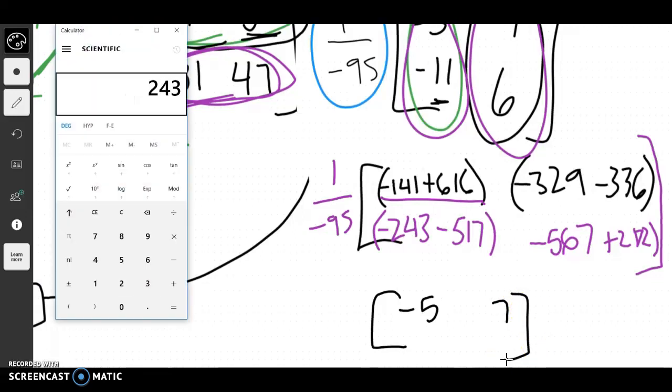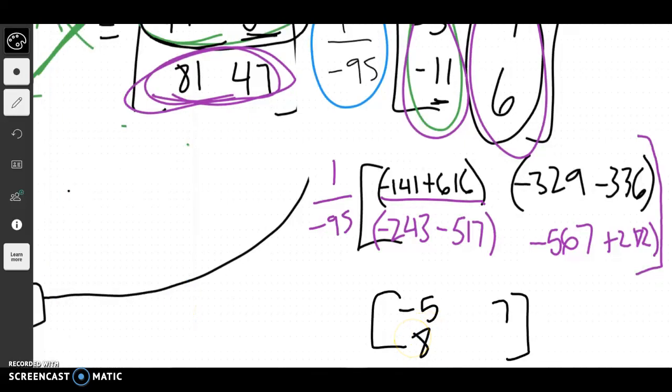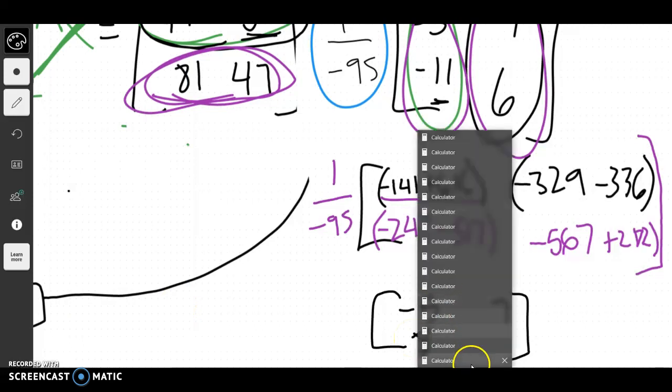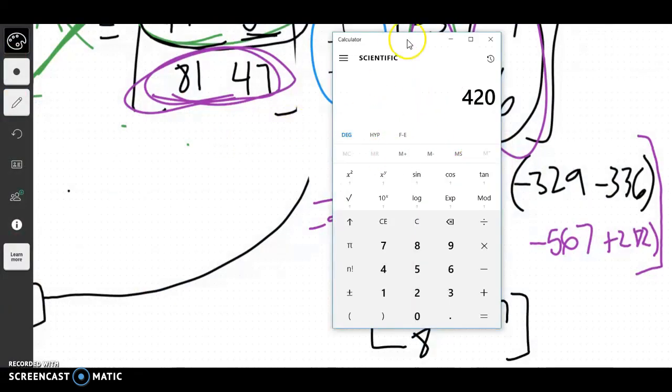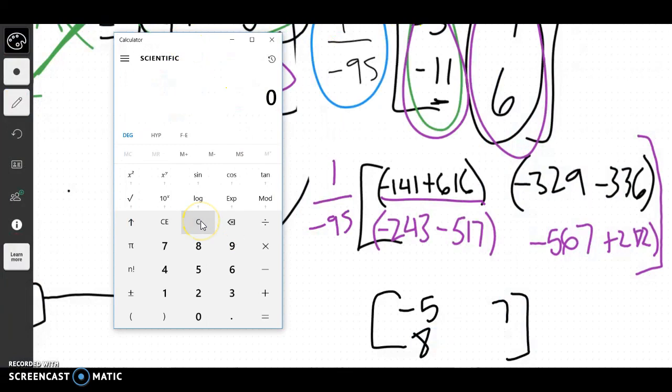And you can see that this is a long process, but once you get the inverse, it's not too bad to figure out these things. And the last one.